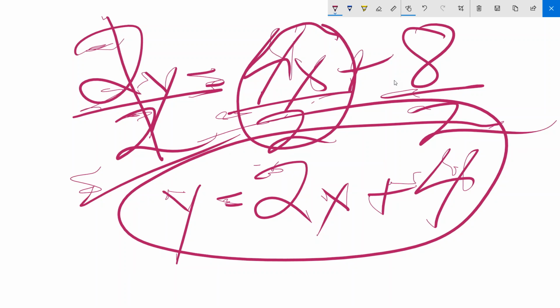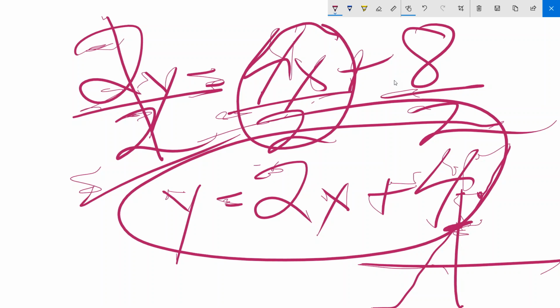Once you get a linear equation into y equal mx plus b, it's easy to graph because you know what b is and you know what the slope is. So if I want to graph y equal 2x plus 4, I start at 4. I apply a slope by going up 2 over 1 to the right, because that's a positive slope of 2. And there's your graph of that.